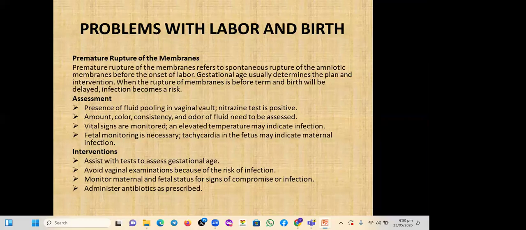Any question, any inputs on premature rupture of the membrane?